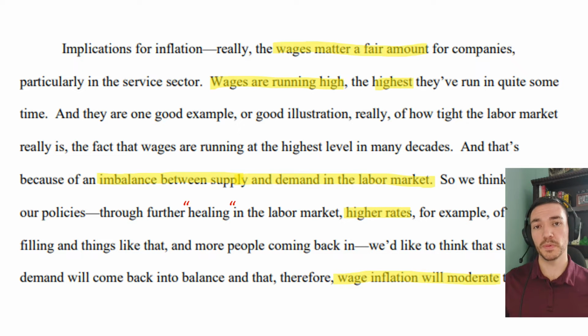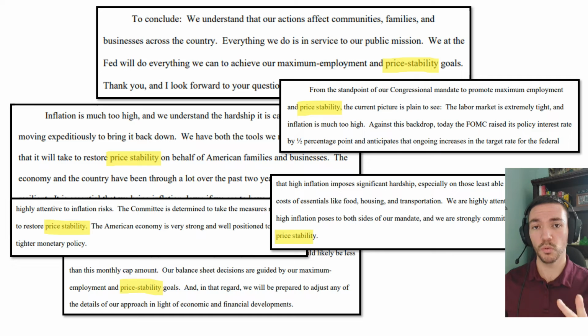So what they're expecting is their policies, namely higher rates, is going to help heal the labor market, and it's going to bring wage inflation back down. It's going to moderate wage inflation. Why do they care about inflation? They are congressionally mandated to worry about two things. They have to worry about maximum employment and price stability.